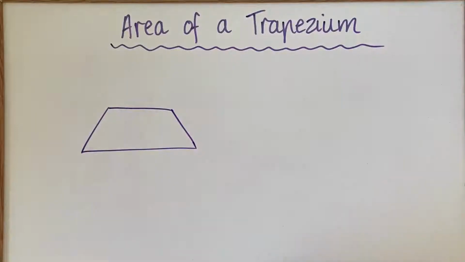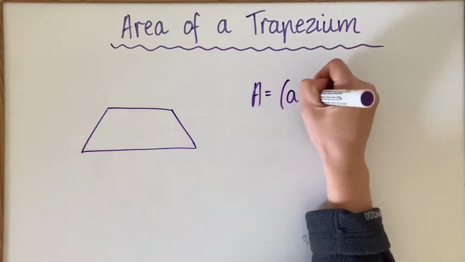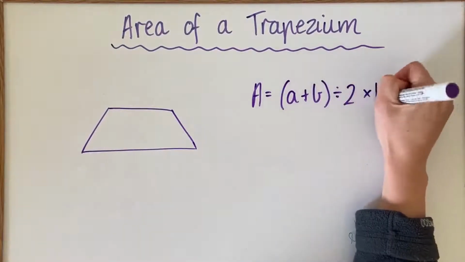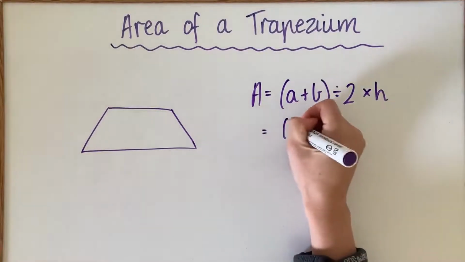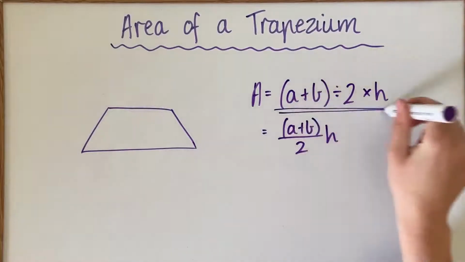So to find the area of a trapezium, you need to know this formula. A plus B divided by 2 times height. You might have seen that written other ways. It might look something like this. Okay, but essentially this is the one that I will be using.